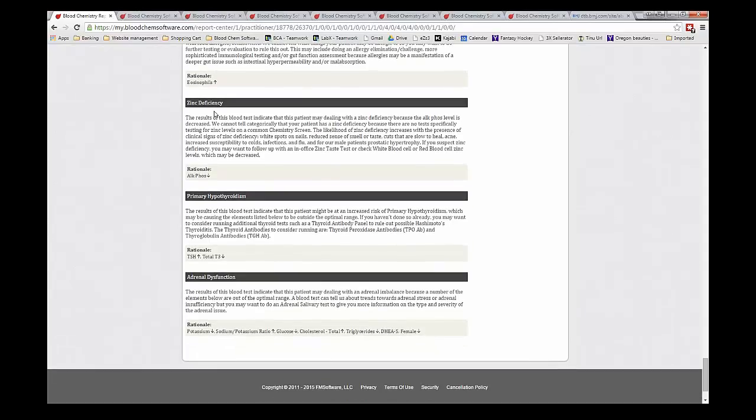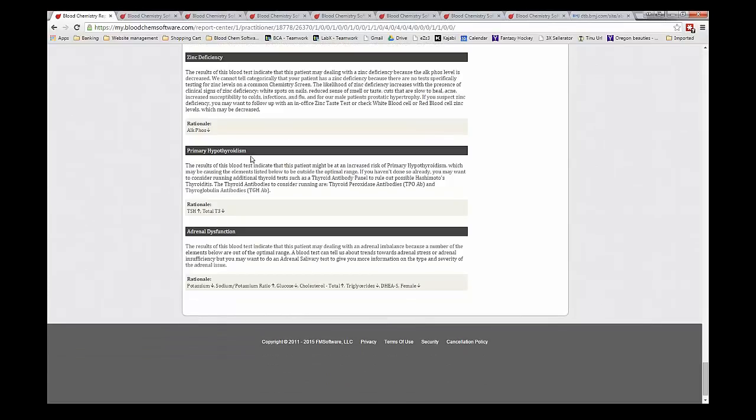Zinc deficiency I like to treat presumptively, but you can do the N-alpha zinc taste test just to kind of check things out. Also, look at their nails, ask some questions about the reduced sense of smell or taste. Are they having cuts that are slow to heal? Are they having adult acne? Do they have increased susceptibility to colds, infections, and flu? I definitely think that zinc would be a good thing for this person to be on.